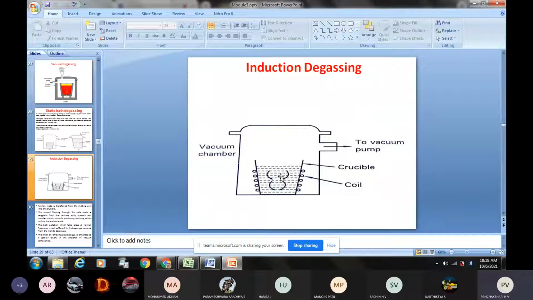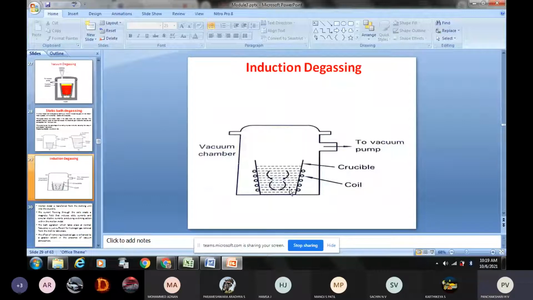What do you mean by stirring action? Stirring is nothing but rotation, moving, toppling. The contents at the top will come to the bottom, and then the bottom substance will go to the top. Like that, the circulation takes place. You can see the circulation. Rotation of this liquid metal takes place due to the induction effect.